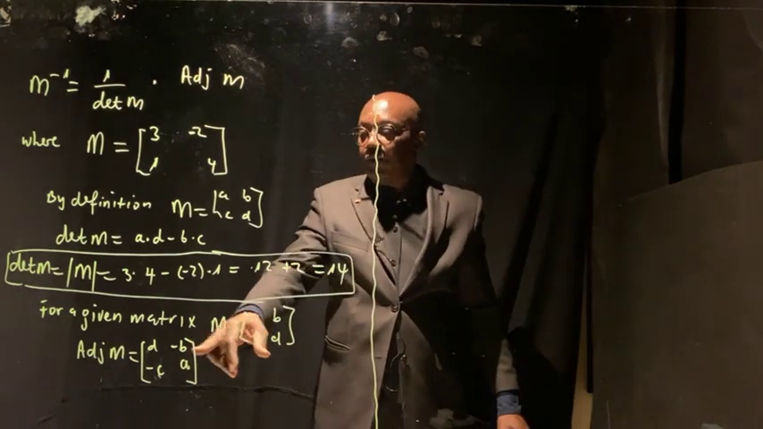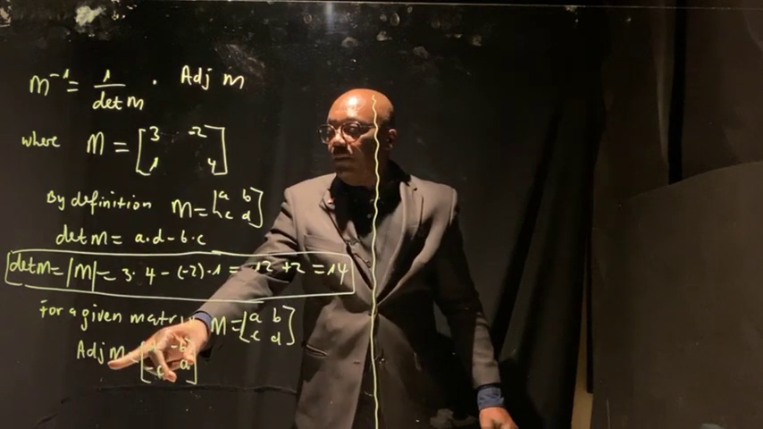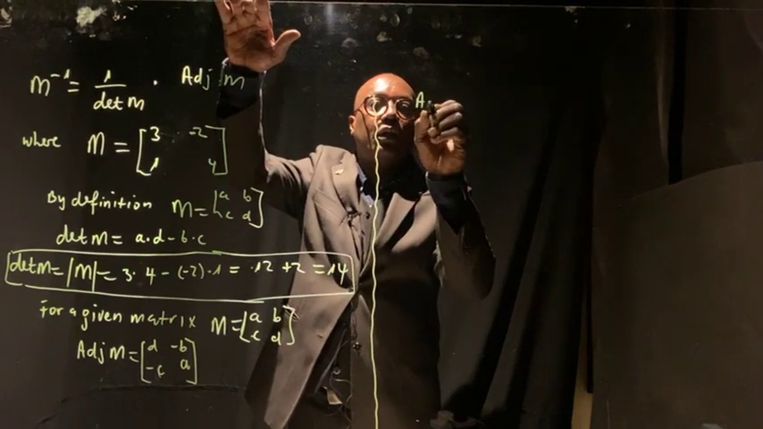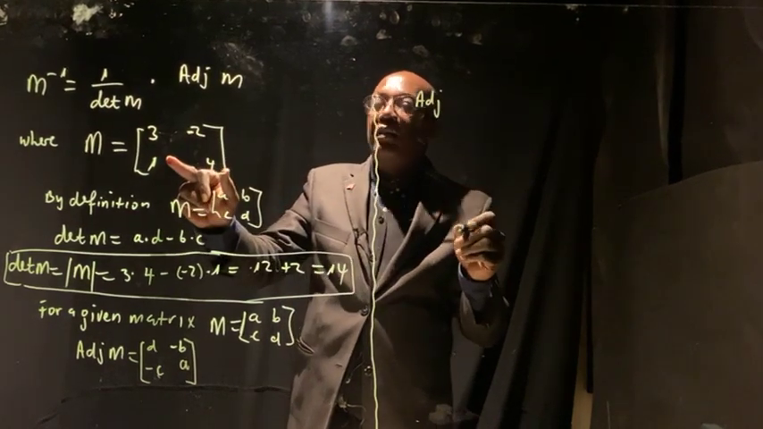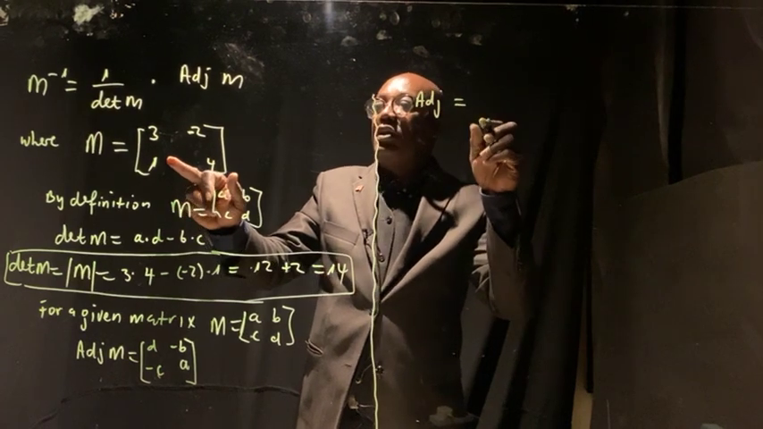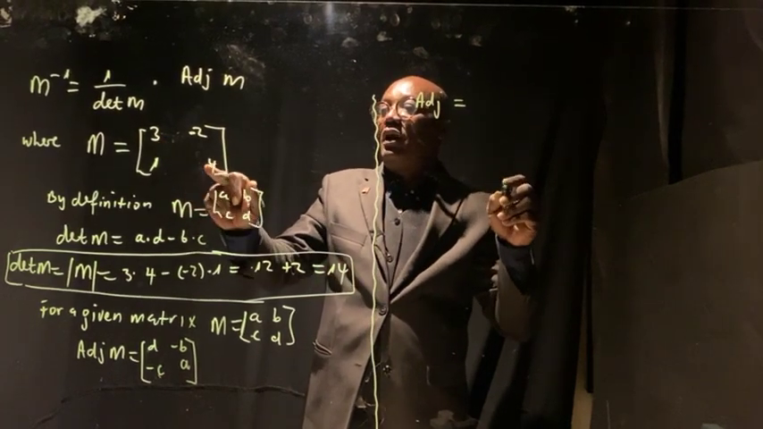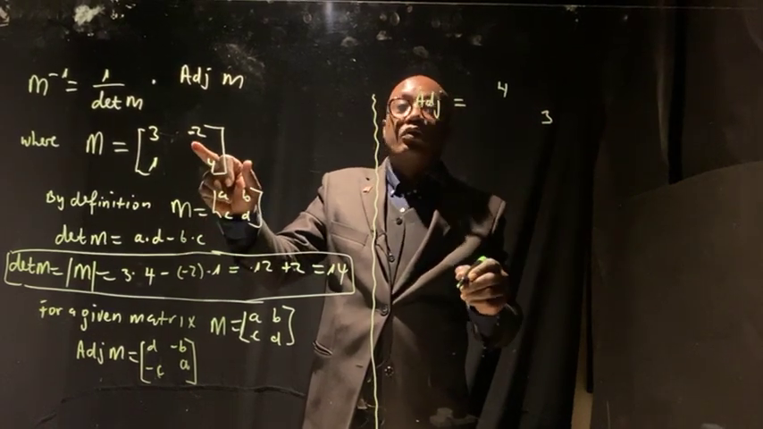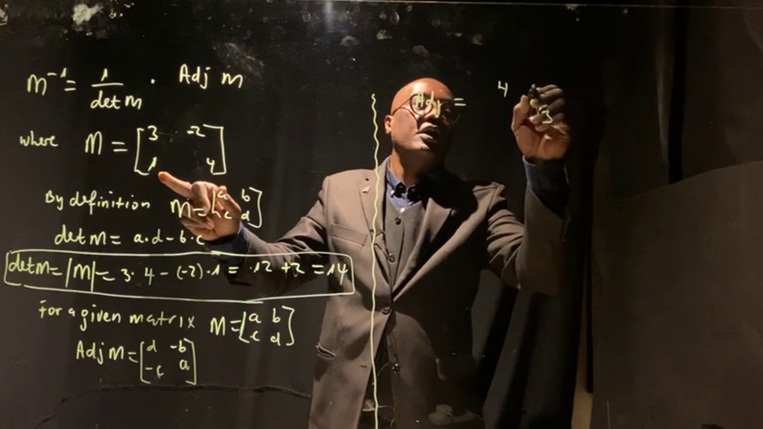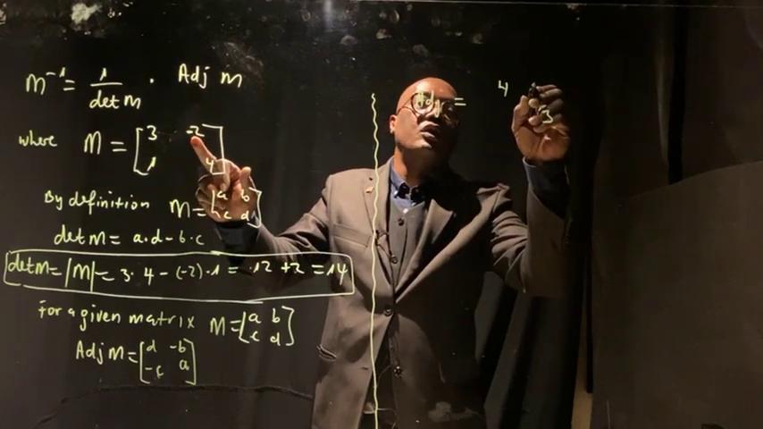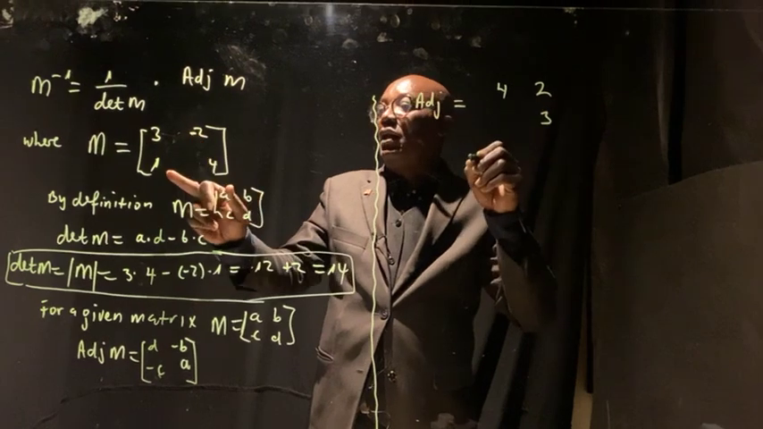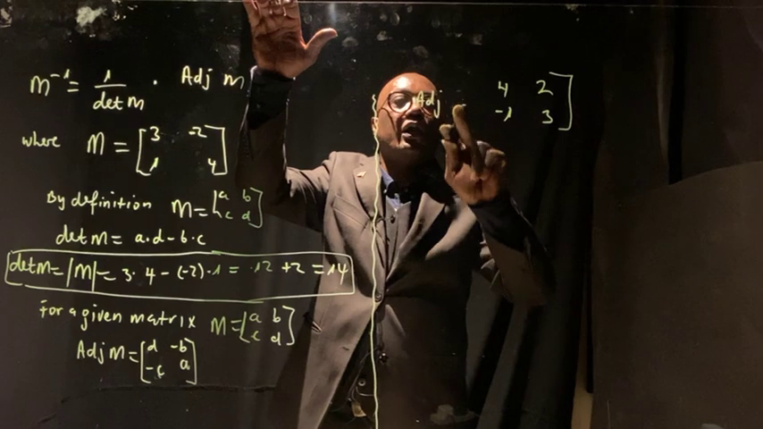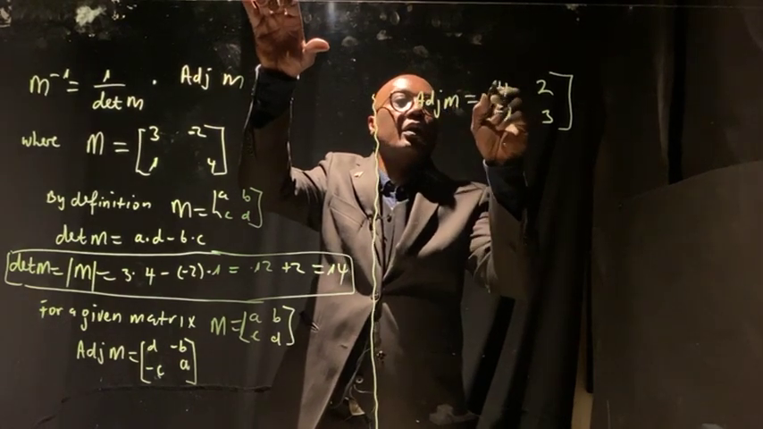Now, let us pick it from here. In that brevity, we say that the adjoint of M, where M is this one, is obtained by swapping the 3 and 4. So we have 4 over there, and 3 over there. But we will negate this one and this one. This one is already negative, so if we negate it, it will be positive, and then we negate that one. So this is the adjoint of the matrix M. Good.